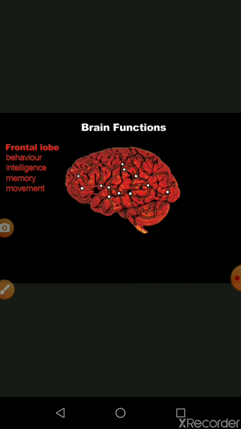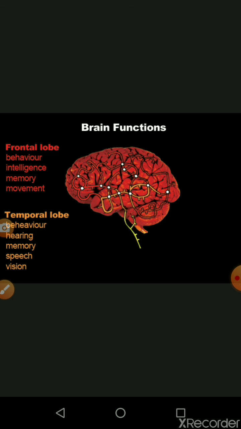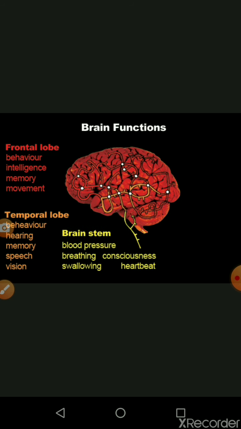So this is the brain. I already told you the forebrain consists of 4 lobes. The cerebrum consists of 4 different types of lobes. Then each and every lobe performs some specific function. First one, the frontal lobe controls behavior, intelligence, memory and movement. Then the temporal lobe controls behavior, hearing, memory, speech and vision.